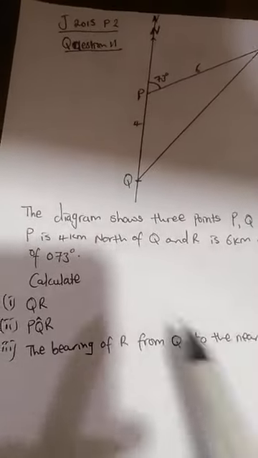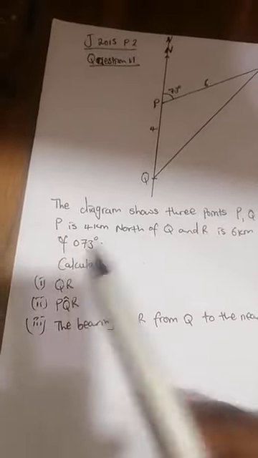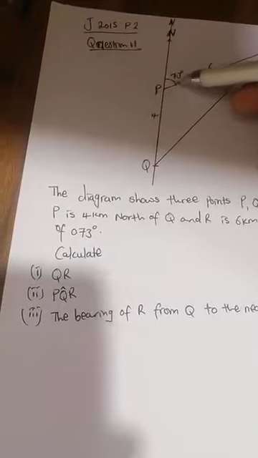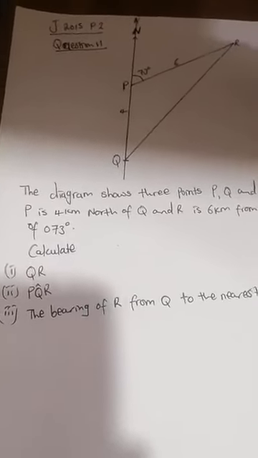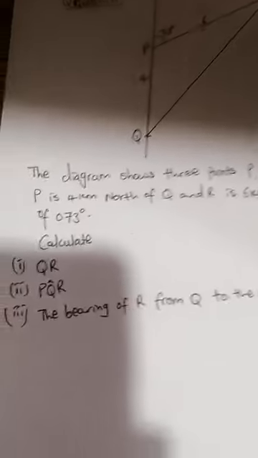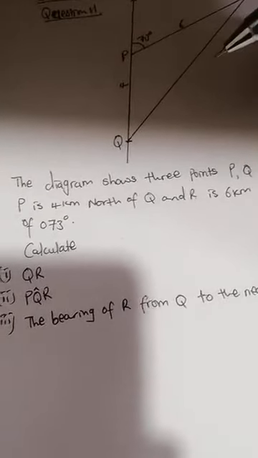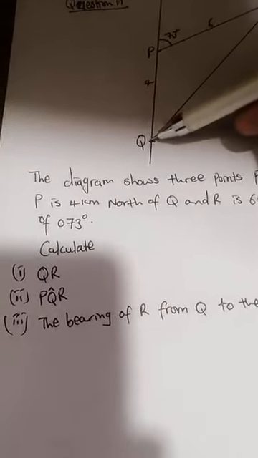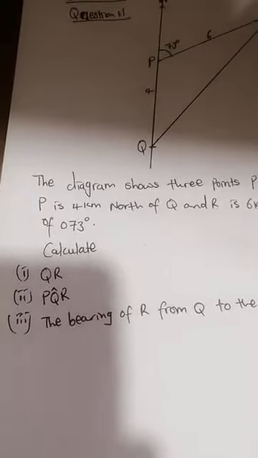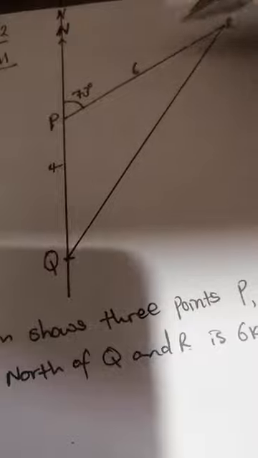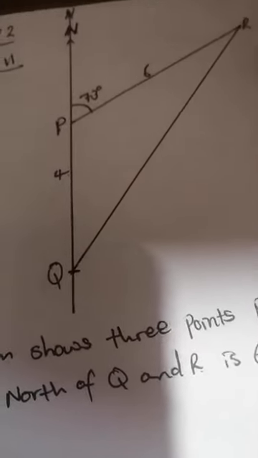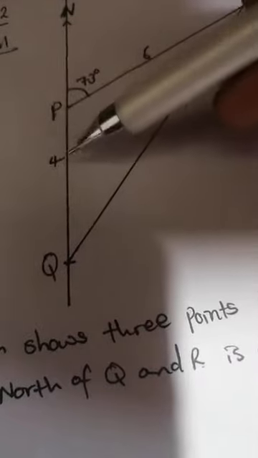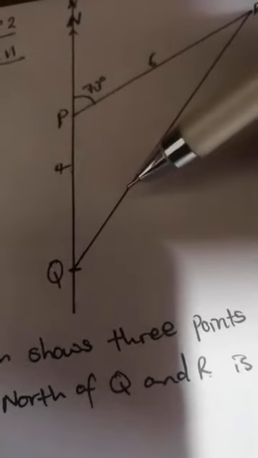Okay, on a bearing of 73, this bearing. So from P to R, it's 73 degrees. Okay, calculate QR, this line. So to calculate QR, already we have two sides. This side PR, which is 6, and this side, which is 4 on a triangle.